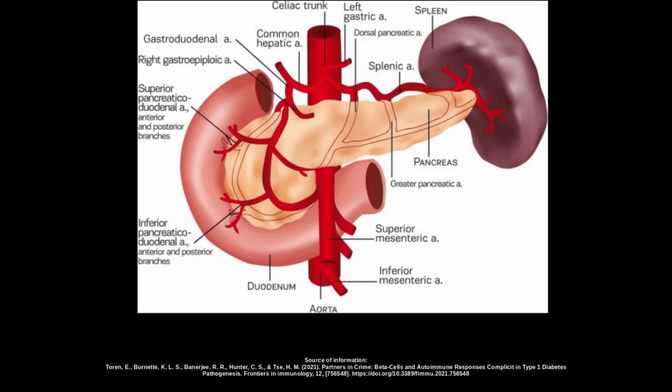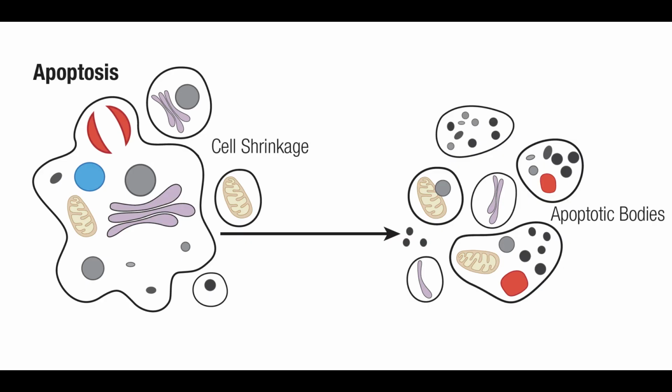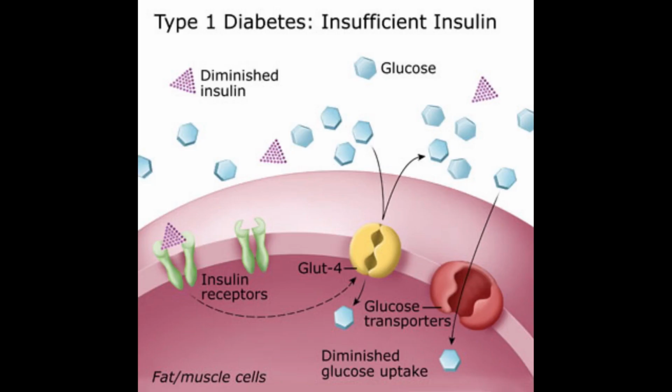Generally speaking, type 1 diabetes is a disease of the pancreas, specifically pancreatic beta cells. Beta cells are necessary to produce insulin, and insulin is necessary to transport glucose into the cell from the blood. If beta cells are dysfunctional or destroyed, the glucose cannot get into the cells.